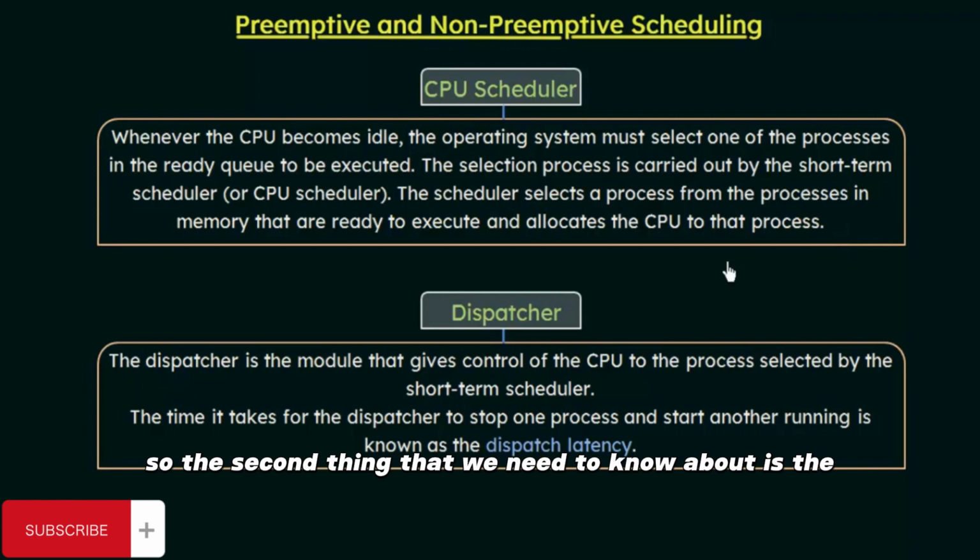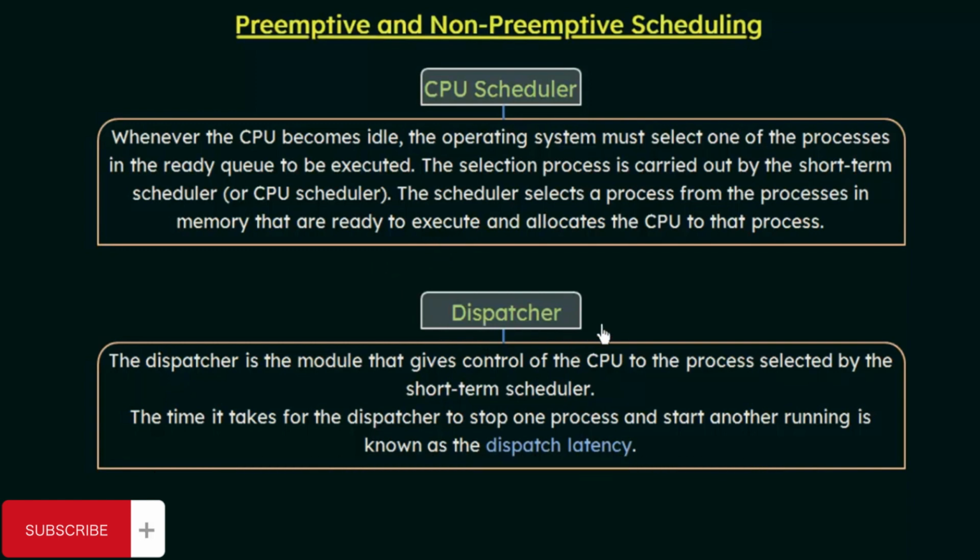So the second thing that we need to know about is the dispatcher now. What is this dispatcher? And what does it do? The dispatcher is the module that gives control of the CPU to the process selected by the short-term scheduler. So what the dispatcher does is that it will give the control of the CPU to the process that was selected by the CPU scheduler. So we see that there are different number of processes waiting in memory to be executed. They are ready to be executed. That means they're ready to get the CPU. So what the CPU scheduler does, it will select one of the processes and say that yes, you are the one that is going to get the CPU to begin your execution.